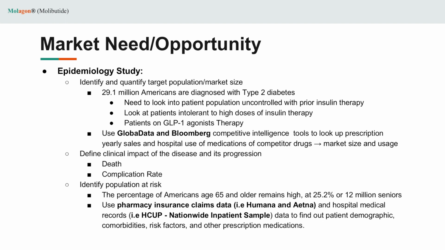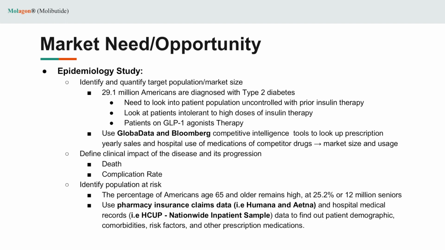Next, we need to look at the clinical impact of the disease and its progressions. We can do this by looking at mortality rates. Right now, diabetes is the 7th leading cause of death in the U.S., but we also want to narrow down and look at mortality rates of patients specifically within the target population of molybutide. We also want to look at patients' comorbidities and other complications that can develop because of uncontrolled diabetes. These are important factors to consider when looking at the cost of treatment.